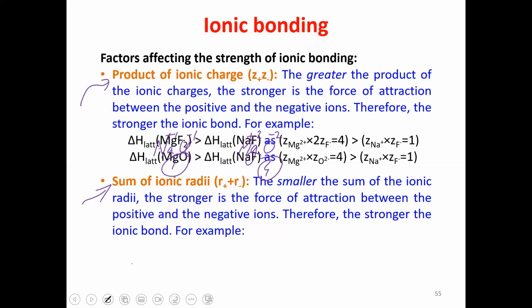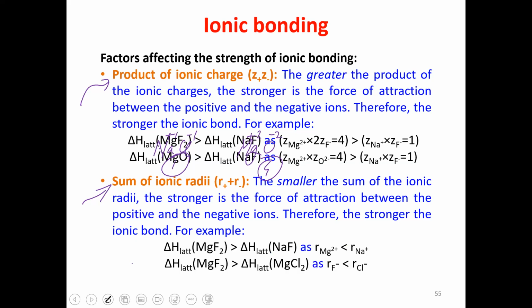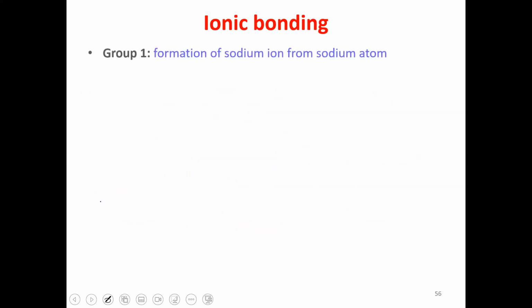What is the second feature? Sum of ionic radii. How far away are the ions? If the ions are very close, the ionic bond would be very strong. So these are the two important features.